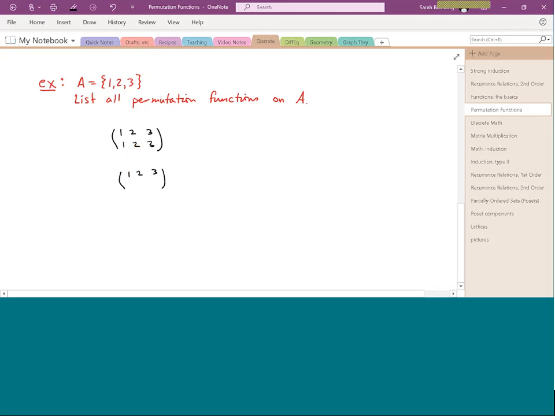There's one permutation function. Now, suppose you guys want to pick one. What's something that you could put for the entire bottom row? Notice you do have to pick 3 numbers. There we go. Okay. Now, those are the only 2 permutation functions where you actually write 1 first in the second row.